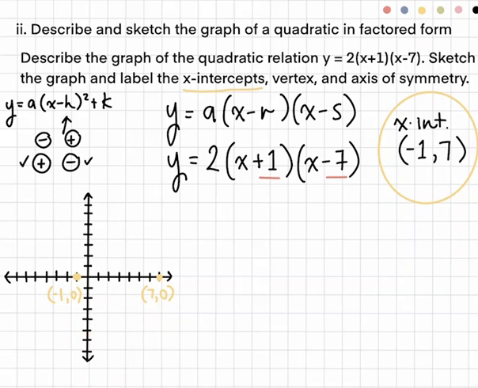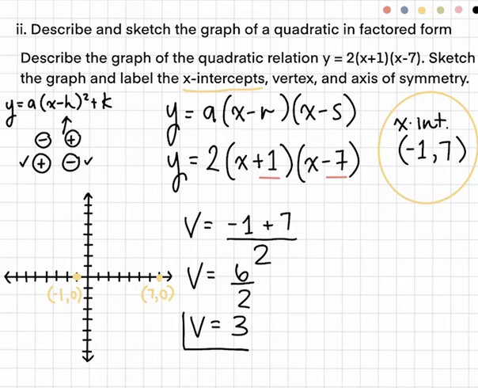The x-intercept of my vertex. So what we can do to find the vertex is we'll take -1, we'll add 7, and we'll divide it by 2. So v equals 6 divided by 2, v equals 3. So I know that my vertex, the x value of my vertex, is going to be 3.